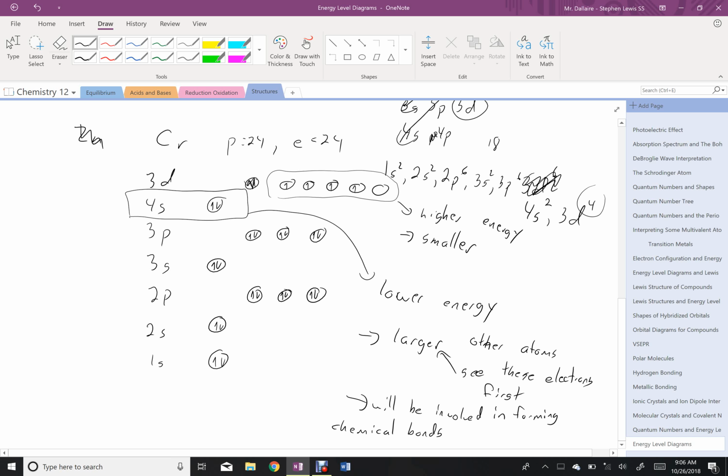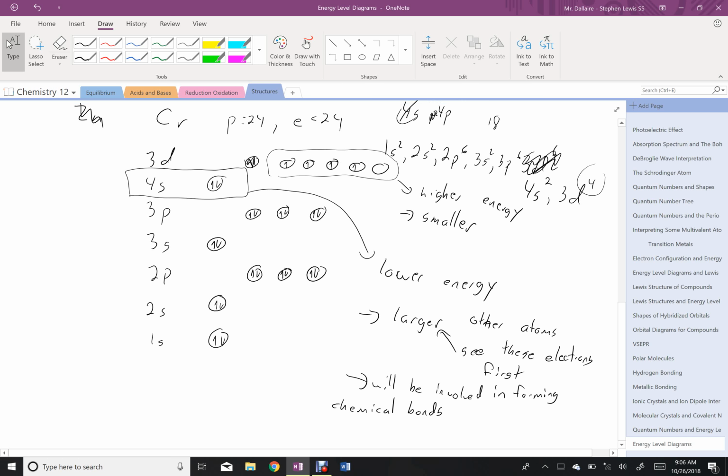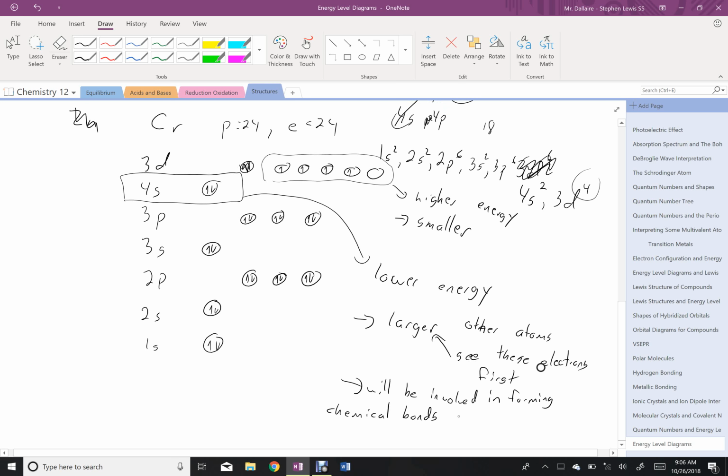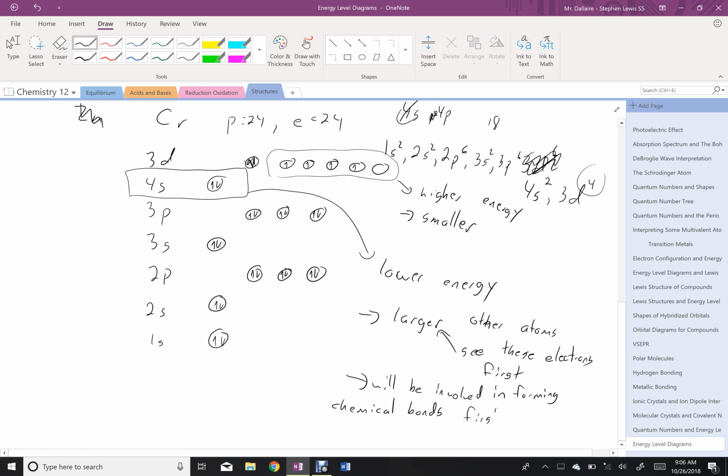Now, is it possible for an atom to lose these 2 electrons and then start doing bonding with those other electrons? It's possible, but the first thing that's going to happen is that it's going to lose these 4s electrons, and so the primary way it's going to bond is using those 4s electrons. So that's our energy level diagram. That's how we can use it to understand what's going on with the atom.